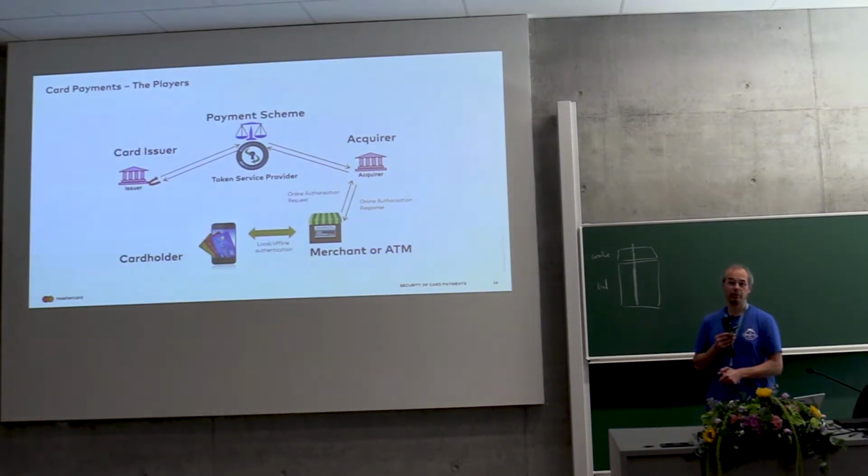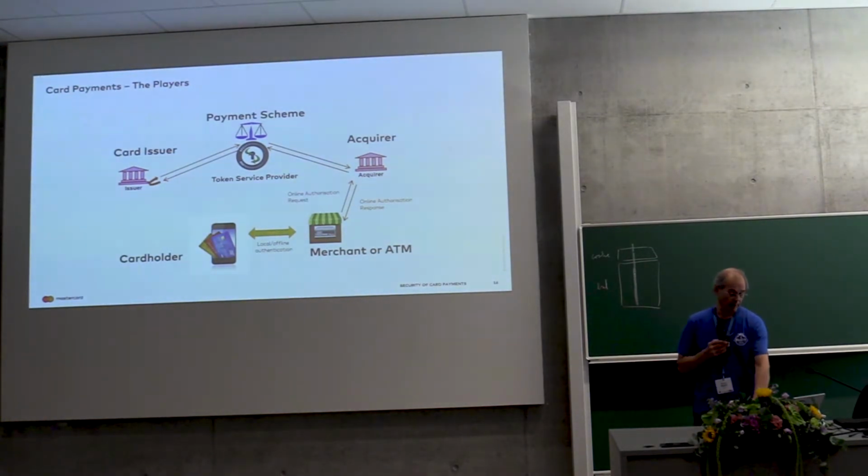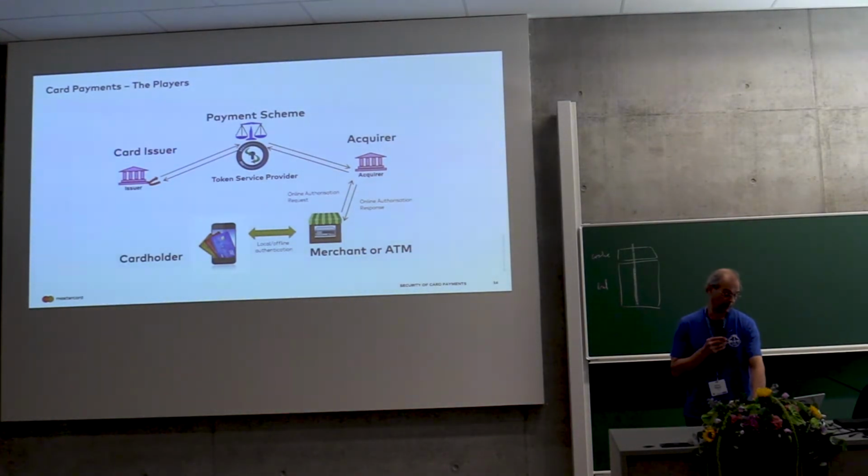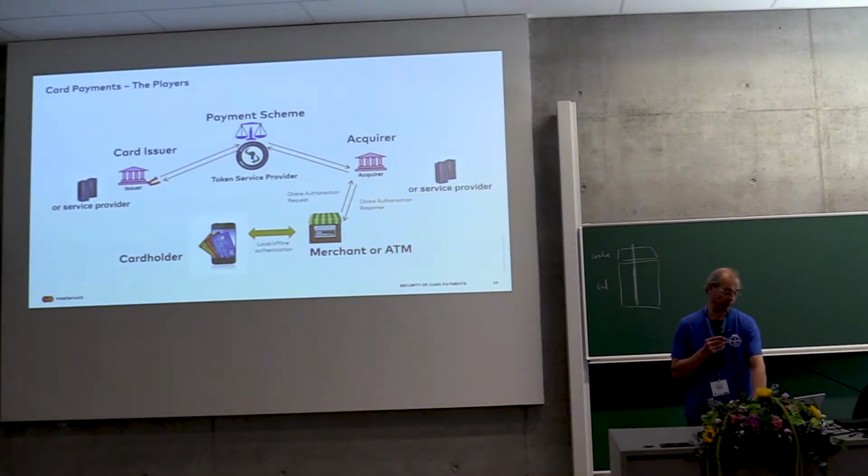I mentioned token service providers earlier. They could be a payment scheme, they could be another third party, and they basically enable cards to have pseudo numbers. So they don't actually have the normal account number, they have fictitious or virtual card numbers, which is quite useful, and I'll say a bit more about that later. And in all of this, there are also service providers who do things on behalf of the banks.